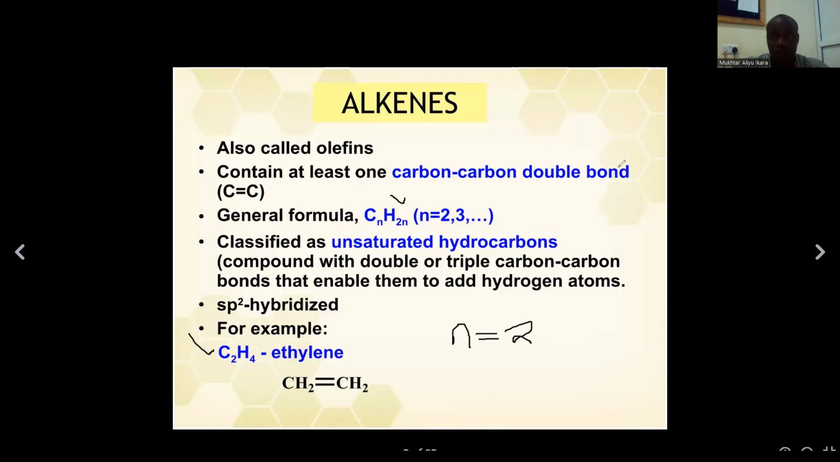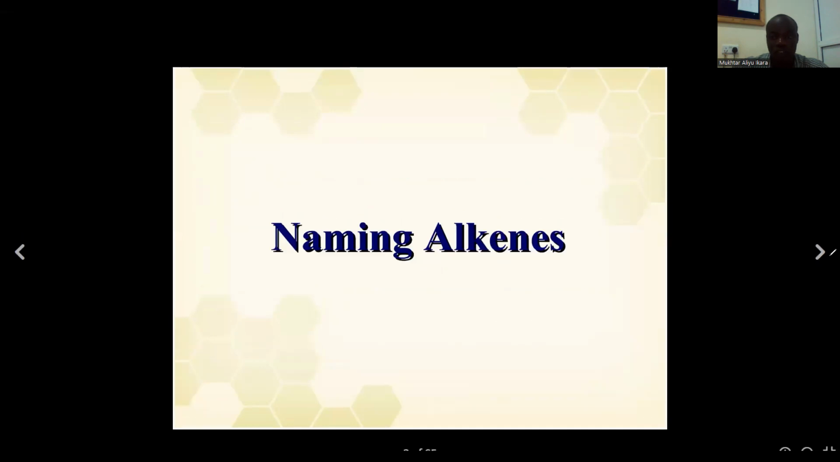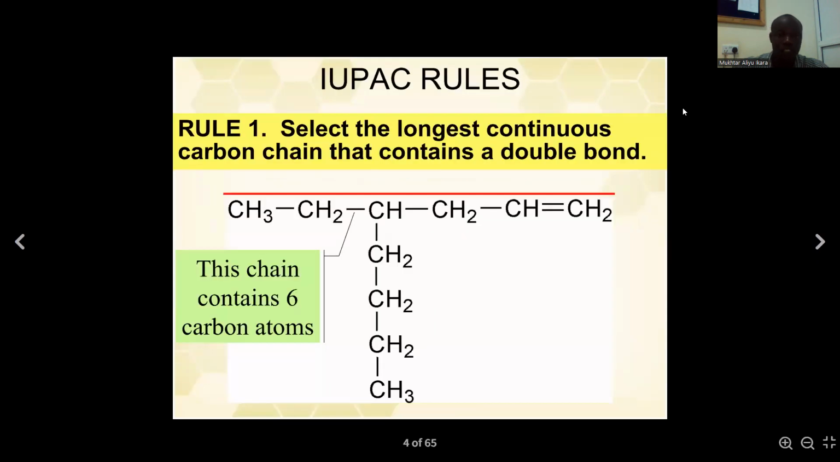So then, the next thing that we are going to look at is the naming of alkenes. It is very, very important to know the rules in naming these alkenes. Number one, the first thing you need to do in naming an alkene is to select the longest continuous carbon chain that contains a double bond.